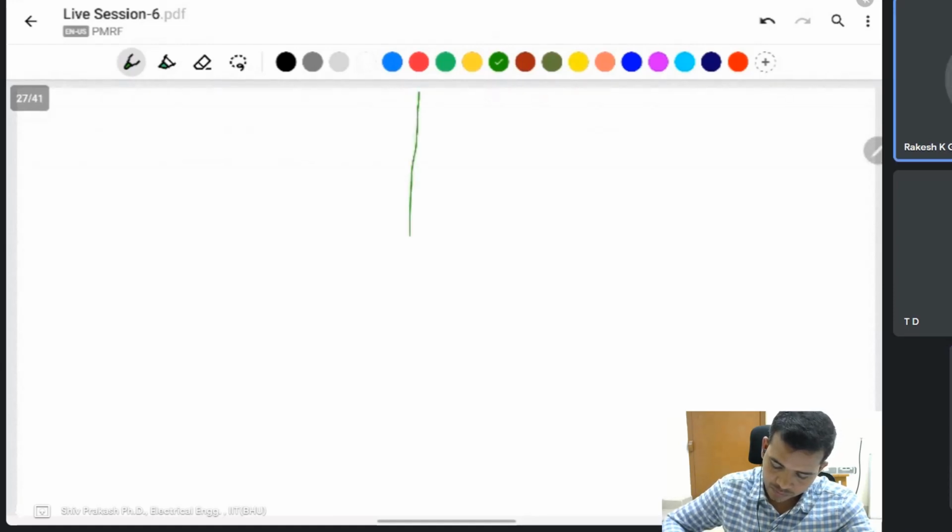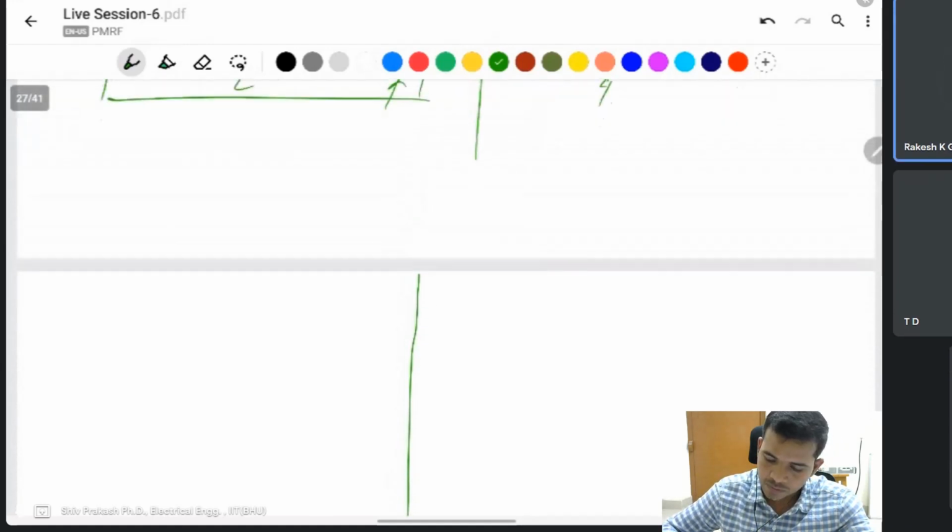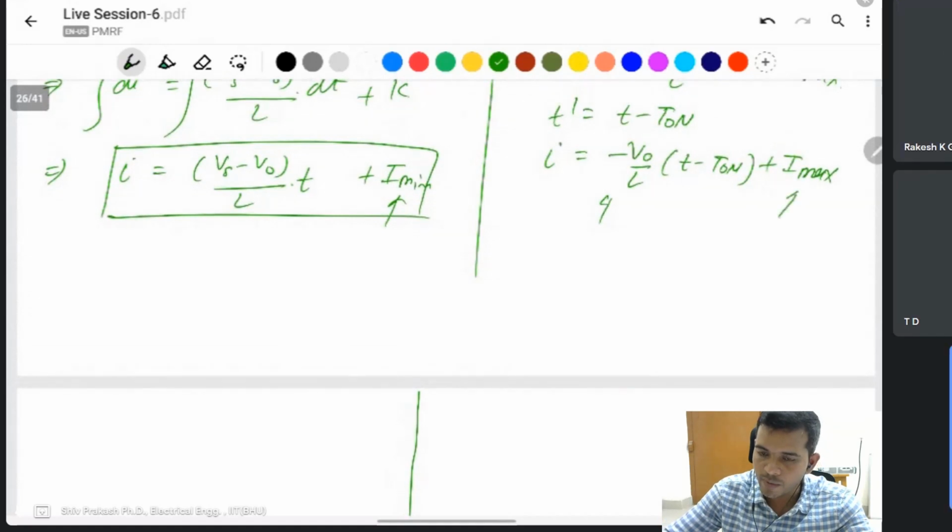What will be the I max? In continuous conduction mode, there will be some amount of current; it will not be 0. In discontinuous conduction, I max and I minimum both are 0, but in continuous conduction mode, in the steady state, it will start from some amount of current remaining in the inductor.